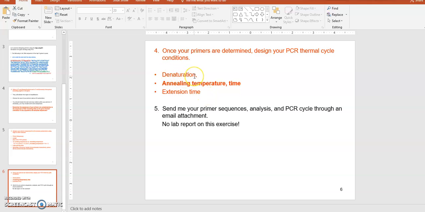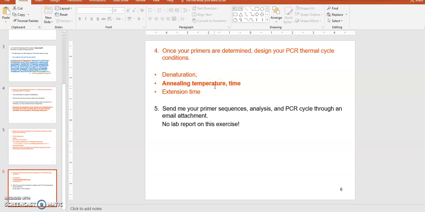Again, the denaturation is pretty generic, 95 degrees for 1 minute. The annealing temperature is the thing that you're going to come up with between the two primers. Let's say the first primer was 53 degrees. That's what the analysis gave. And what is the annealing temperature of the second one? We haven't done that, but you will do that, and you will know what the recommended annealing temperature is. Let's say that was 48 degrees. Then which temperature are you going to use for annealing?